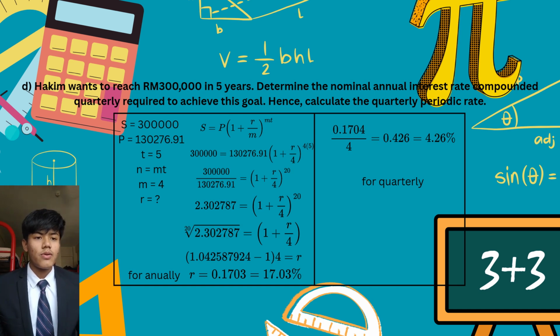The answer for rate is 17.04 for annually, and we must divide by 4 to get quarterly rate. The answer is 4.26% for quarterly.